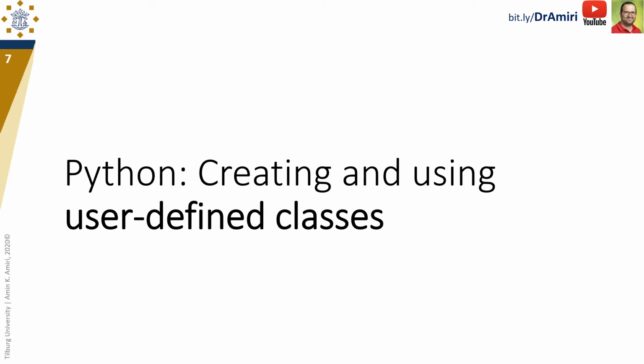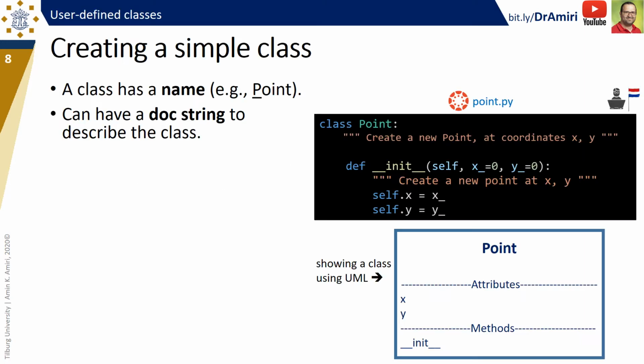In this video, I explain how you can create a user-defined class and how you can use that. First of all, to create a class, you need to know that a class must have a name. So in this case, the class Point with capital P should have a name as Point. And you can do that by just writing the keyword class, then a blank space, and then give the name of the class and then call it.